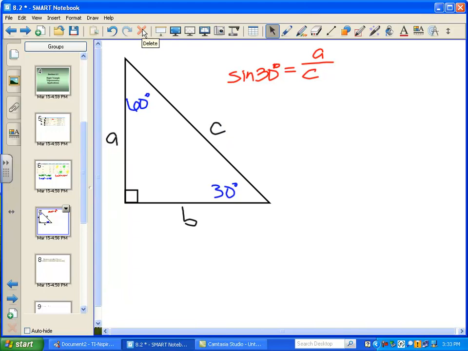So let's look at the cosine of 60 and see what we get. Well, cosine of 60 is going to be adjacent over hypotenuse. So if I look at 60 degrees, A is adjacent, so that's adjacent over the hypotenuse C. So that's where this relationship comes from. We get that the cosine of 60, let me rearrange this really quick.